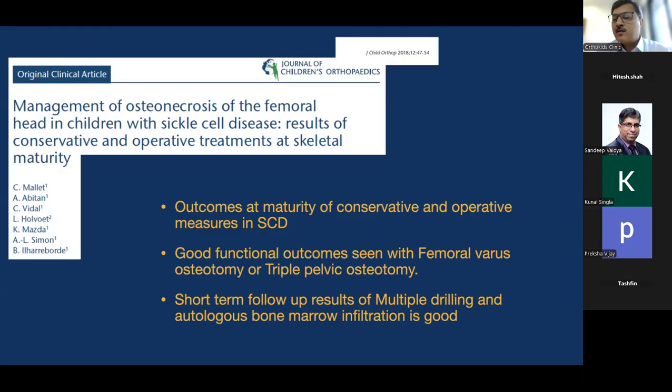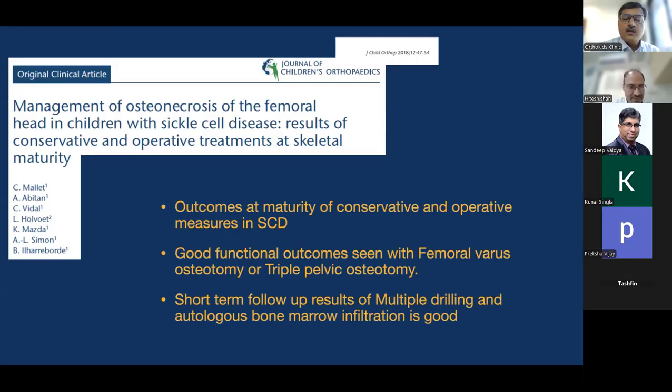Hitesh has a question: will perfusion MRI show any difference in sickle cell compared to Perthes? No, but in sickle cell the pattern of AVN is different. We can make that out, but that is not the only way we can say it is sickle cell, because the perfusion MRI will show the extent of the AVN, not the type of AVN.